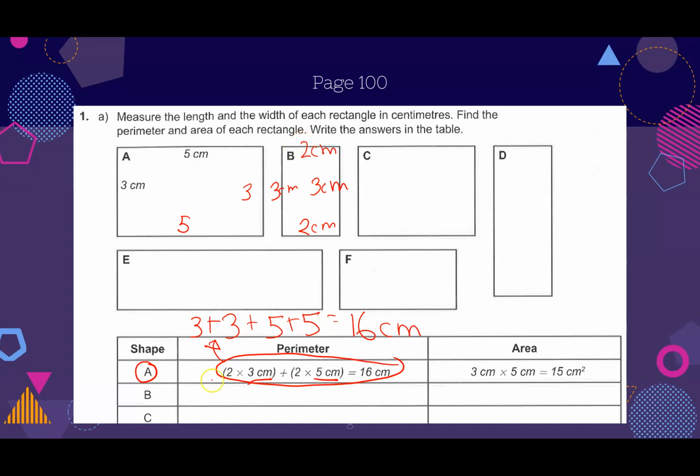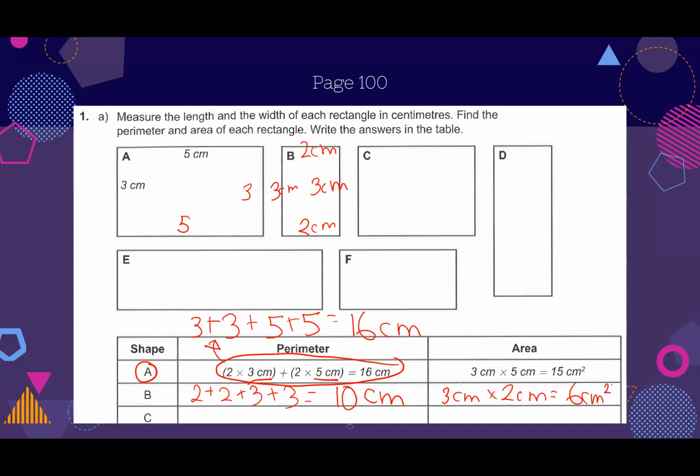So my perimeter is 2 plus 2 plus 3 plus 3. Remember, perimeter is just the outline around the shape. 2 plus 2 is 4, 3 plus 3 is 6, and 4 plus 6 is 10 centimeters. Don't forget your units. The area is the length times the width. So 3 centimeters times 2 centimeters equals 6 centimeters squared.